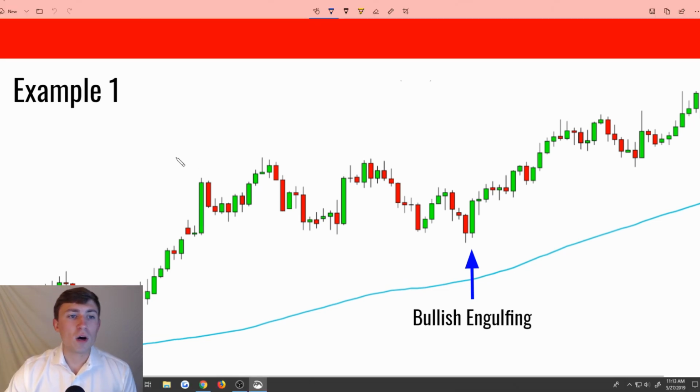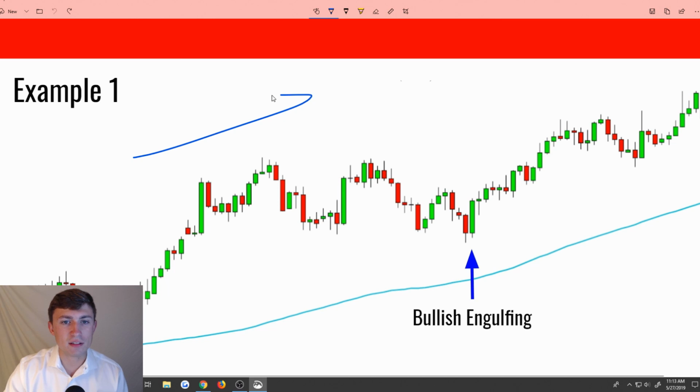So example number 1 is going to be a bullish engulfing candlestick pattern example. Now we talked about combining things with other factors, and that's exactly what I want to do here. Again, we have a bullish market. You can see with the moving average moving to the upside, price is moving up. So maybe we want to combine a candlestick reversal with a dominant trend.